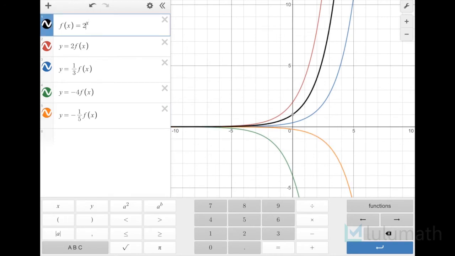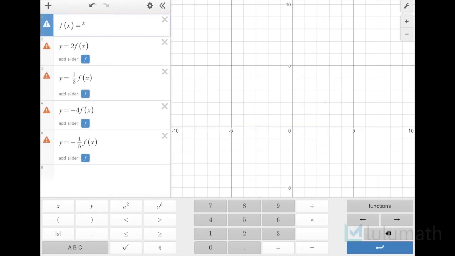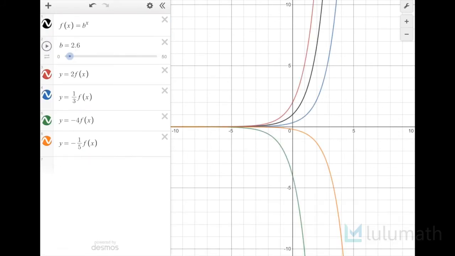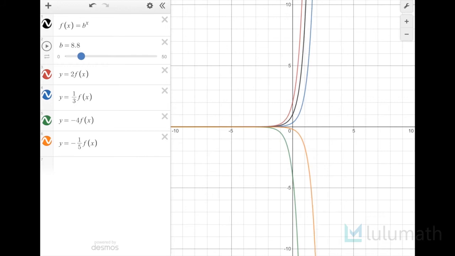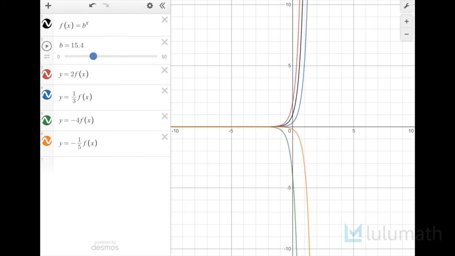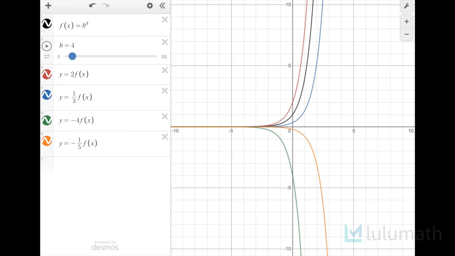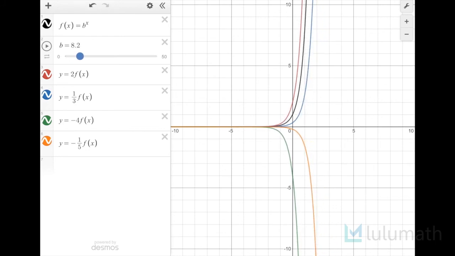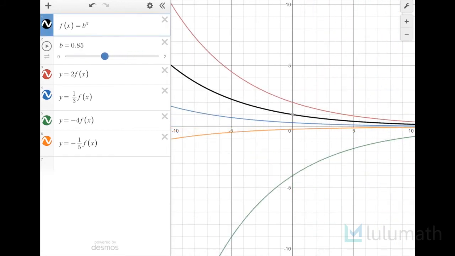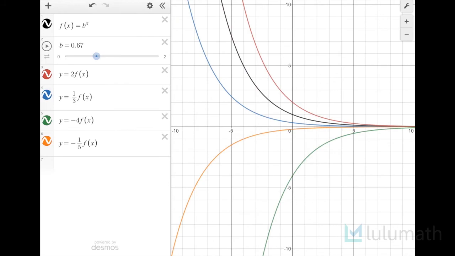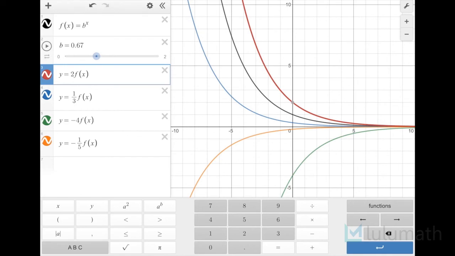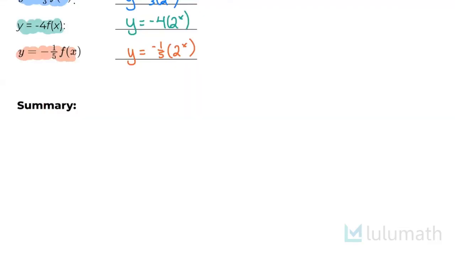Now, this works for any base. So instead of 2 to the power of x, I'm just going to say b to the power of x. And no matter what we use for our b value right here, all of these transformations apply. Doesn't change the fact that the graphs are compressed or stretched vertically or reflected in the x-axis. And even when our base is a decimal or a fraction, even though our graph looks slightly different, each one of these is still a vertical stretch, a vertical compression, a reflection in the x-axis, a reflection in the x-axis, and a vertical compression. So let's summarize what we have learned here.